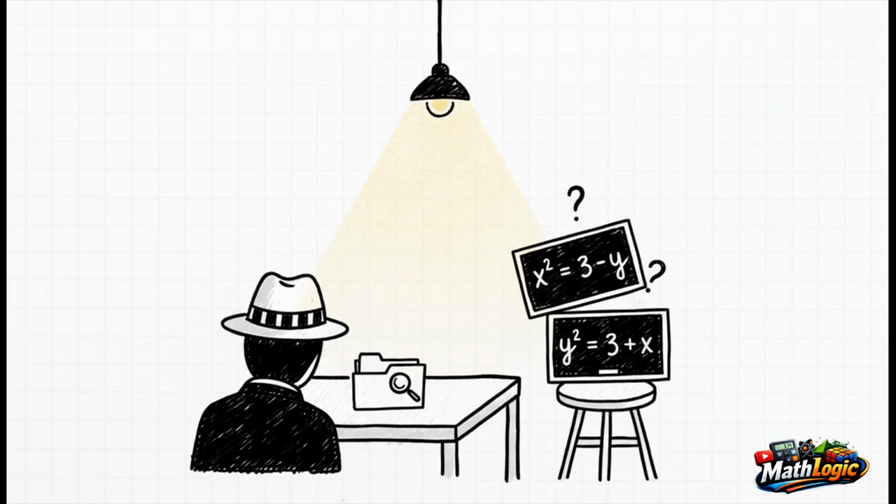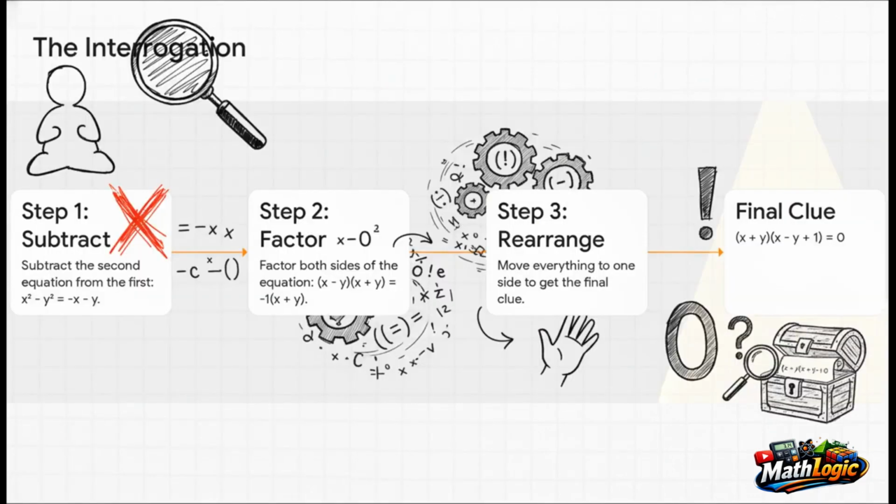We've got our two neat and tidy equations. Now for the fun part. It's time for the interrogation. We're going to make these two equations talk, and trust me, they are going to lead us straight to our suspects. So here's how the interrogation goes down.